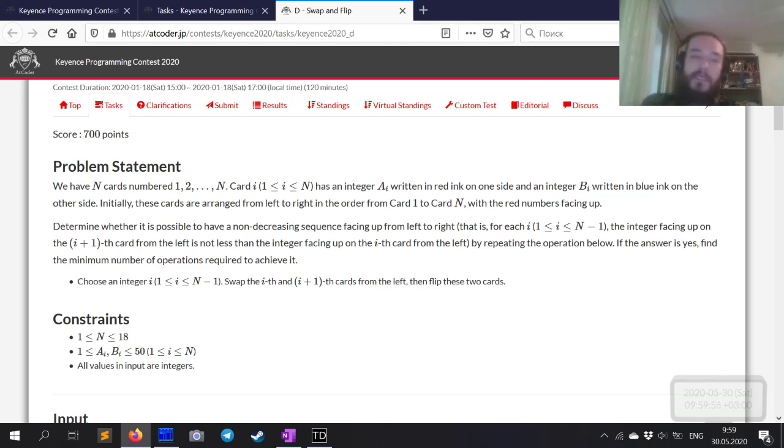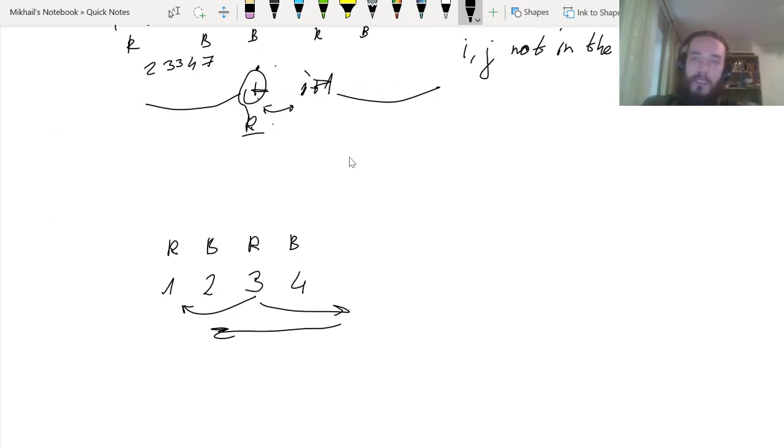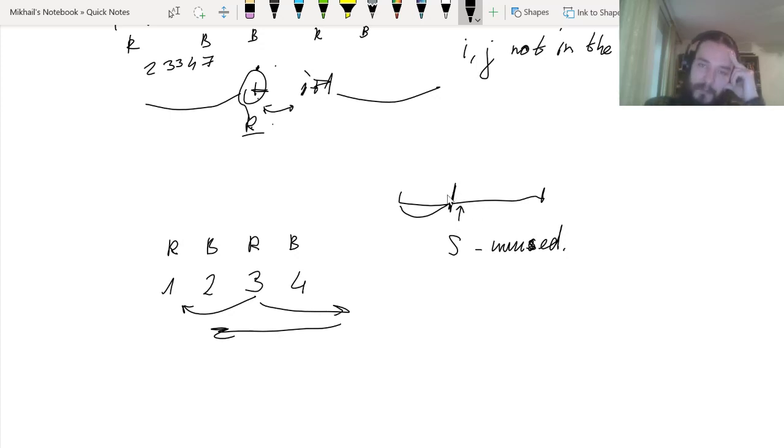We can try to do dynamic programming. So basically, let's say that we place cards from right to left, right? And we have this set S of cards that are still unused. All cards other than S are placed here in some order. Which card is going to be placed next?